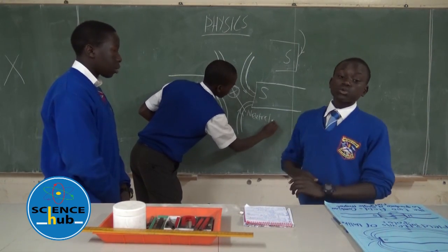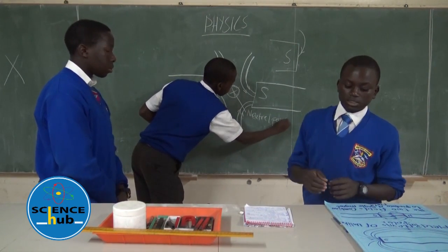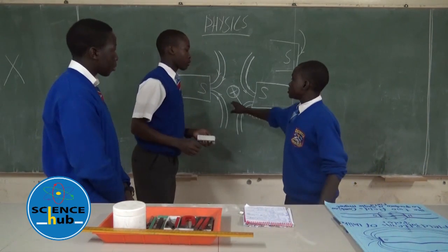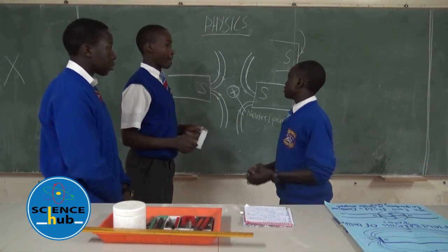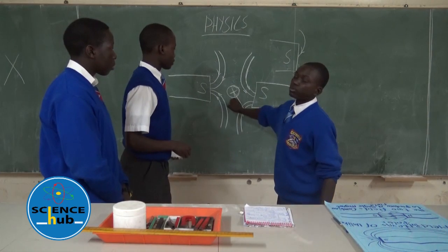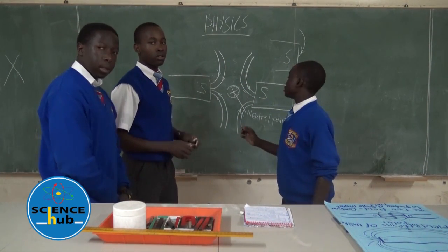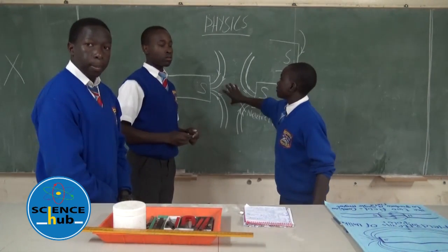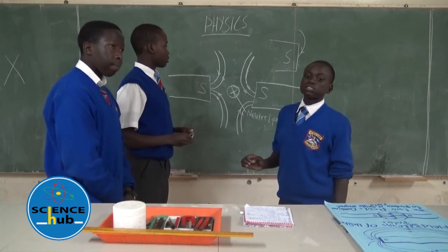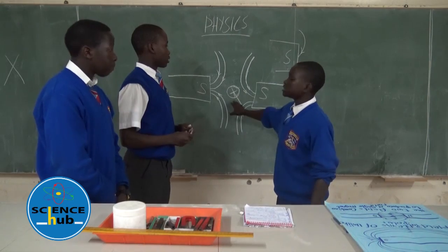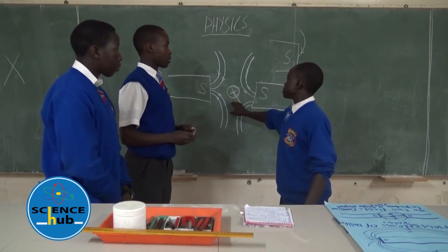To add on that, the neutral point is a point whereby no magnetic effect is felt. So even if you put a magnetic material here, it will not be attracted, neither will it be repelled, because here the total resultant magnetic force is zero. It means that there is no magnetic influence here.